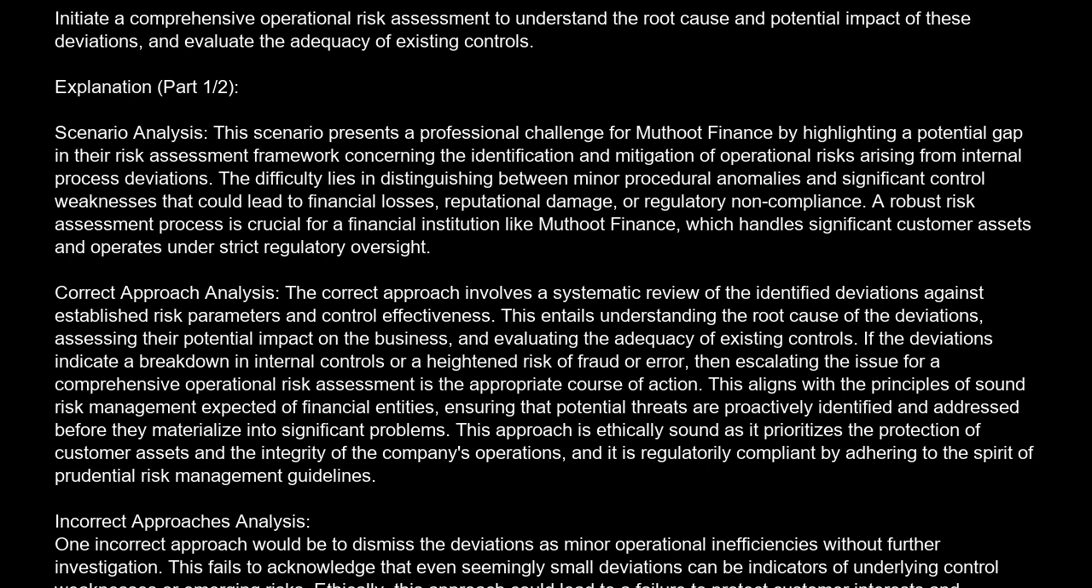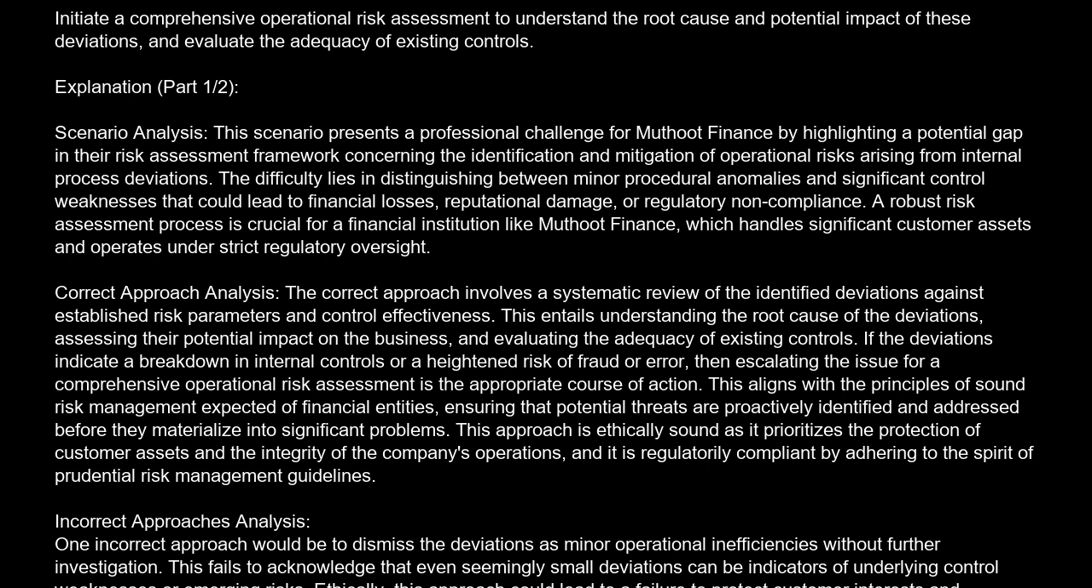This aligns with the principles of sound risk management expected of financial entities, ensuring that potential threats are proactively identified and addressed before they materialize into significant problems. This approach is ethically sound as it prioritizes the protection of customer assets and the integrity of the company's operations, and it is regulatorily compliant by adhering to the spirit of prudential risk management guidelines.